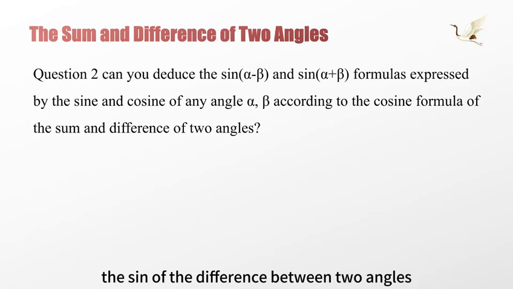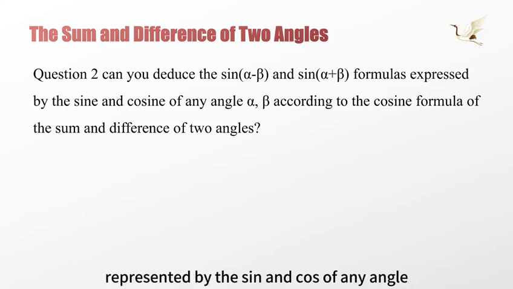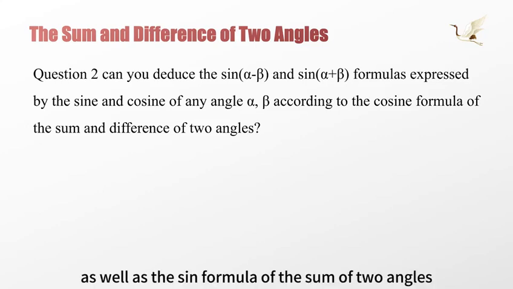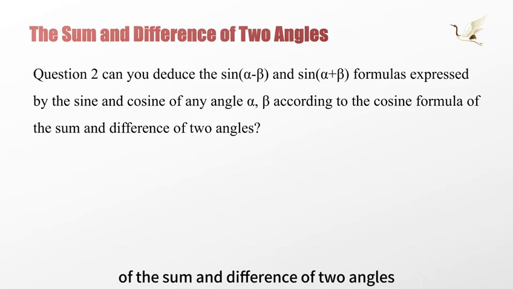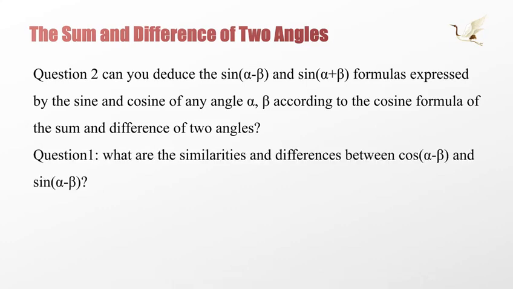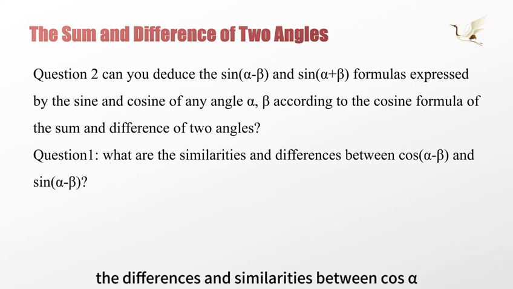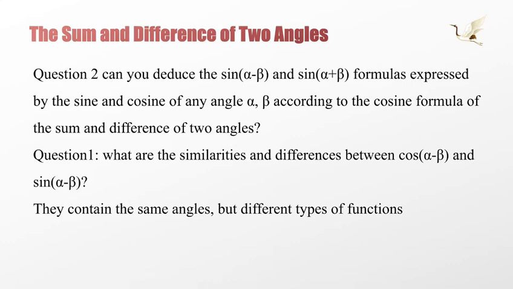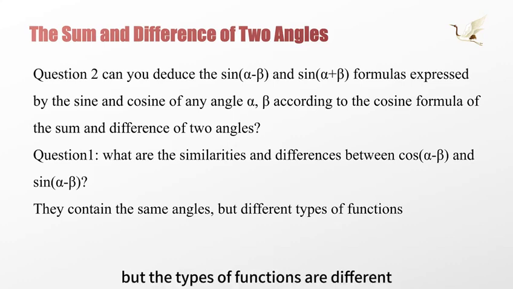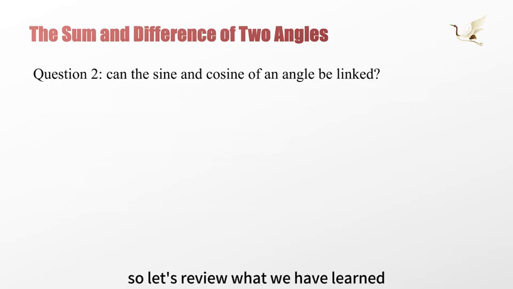Let's take a look again. Can you derive the sine formula of the difference between two angles, represented by the sine and cosine of any angles alpha and beta, as well as the sine formula of the sum of two angles, based on the cosine formulas of the sum and difference of two angles? Similar to earlier, let's first compare the differences and similarities between cosine of alpha minus beta and sine of alpha minus beta. The angles they contain are the same, but the types of functions are different. So let's review what we have learned.